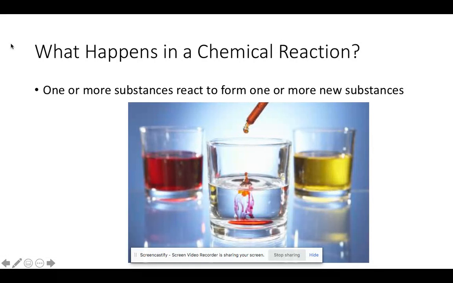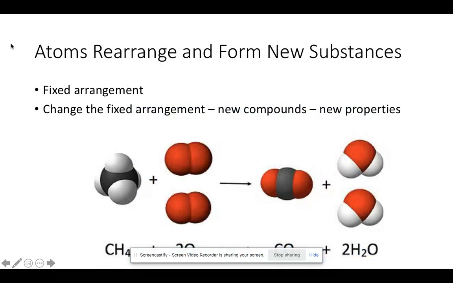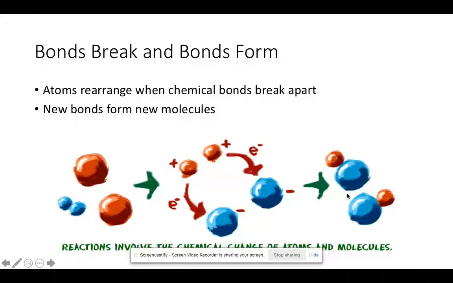So what happens in a chemical reaction? One or more substances react to form one or more new substances. And our atoms will rearrange. So atoms have a fixed arrangement, and they change that fixed arrangement to form new compounds with new properties. So if you look at this, you have methane plus oxygen, which then becomes carbon dioxide and water.